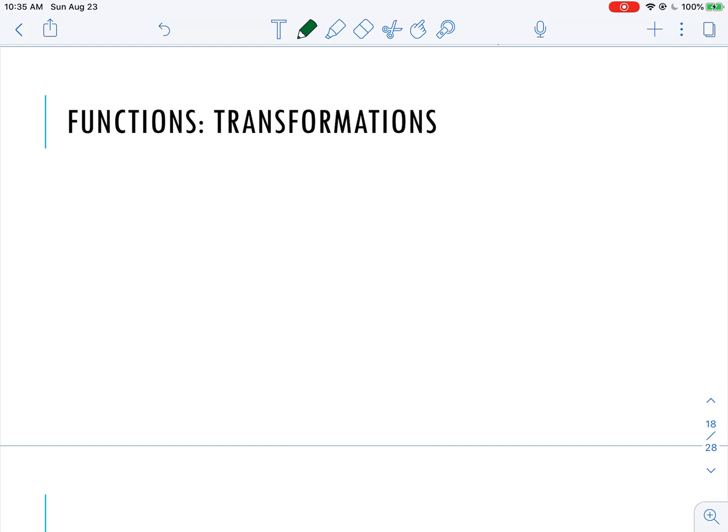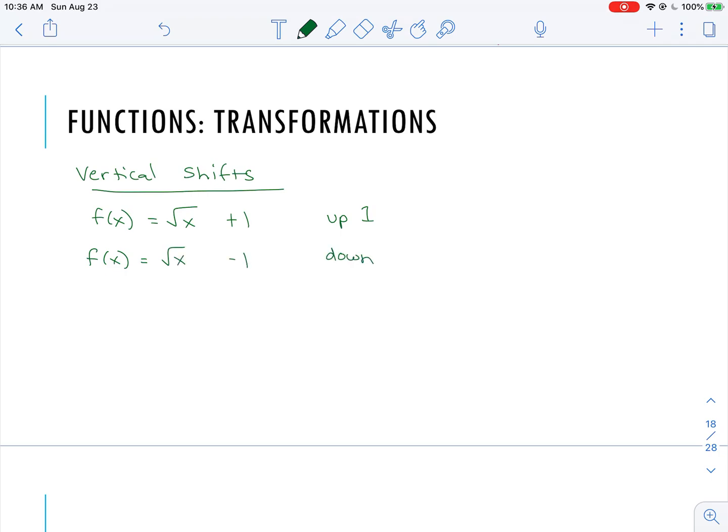Transformations. So knowing your parent functions and what they look like, graphing using transformations will be a lot easier if you know what your parent functions look like. So we can have vertical transformations or vertical shifts, and that's when you add or subtract from a function. So if our parent function is the square root of x, if I add 1, that would shift my function 1 up. If I subtracted 1, that would shift my function down 1. So those are vertical shifts.